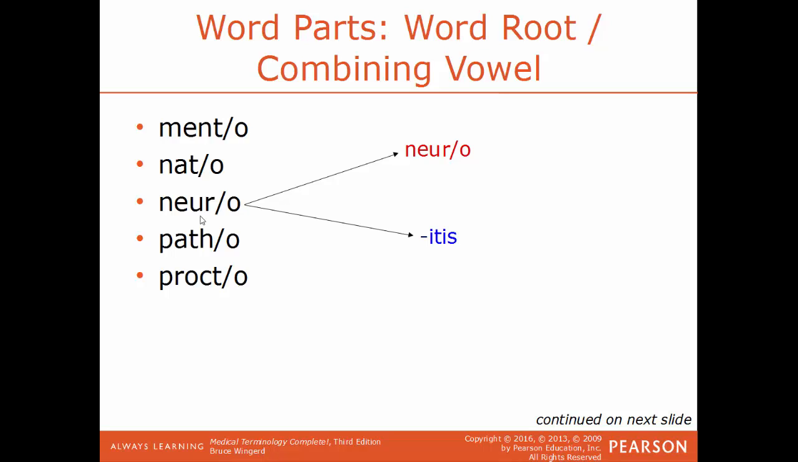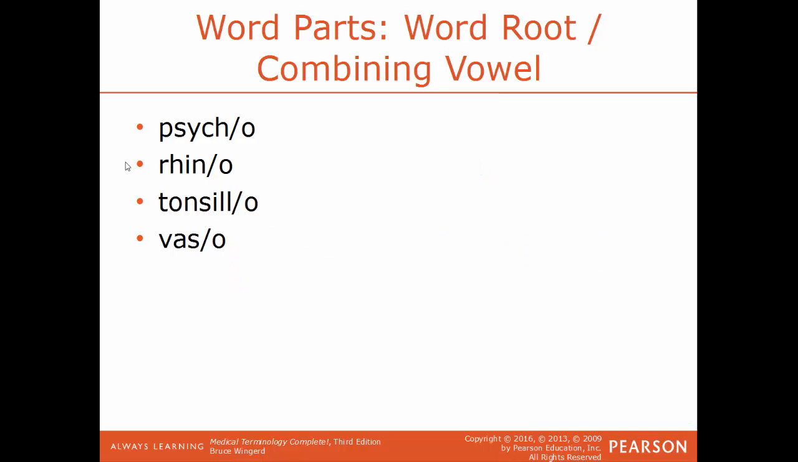If you were to add the suffix itis, which means inflammation of, you get neuritis, inflammation of a nerve. So again, another example of a constructed term. Word root plus another part, the suffix, gives you a brand new term, neuritis, inflammation of a nerve. The term psych or psycho is reference to the mind. So a psychologist is someone who studies the mind.